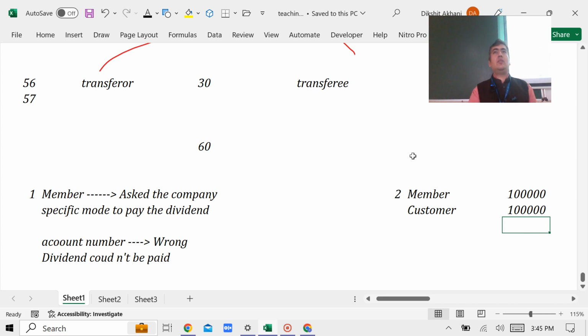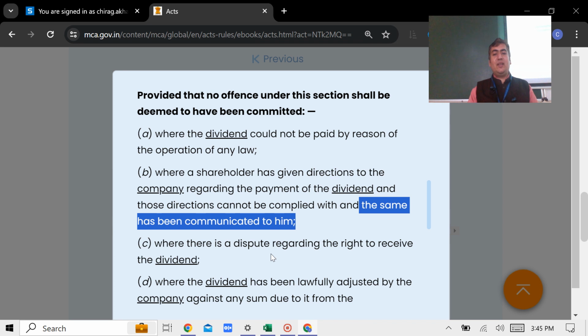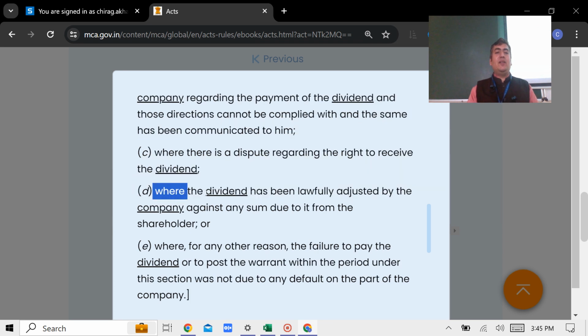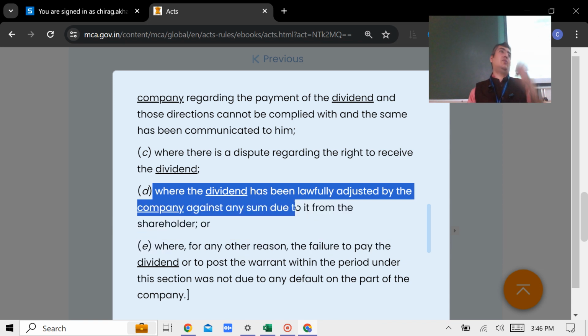You tell me one thing, if the company is setting off the amount of dividend against some demand, do you get my point? Against some demand, is 127 applicable or not applicable? Chalo, don't put much of your head. Look at the D point, where the dividend has been lawfully adjusted by the company against the sum due to it from the shareholder. So guys, are such adjustments lawful or unlawful?